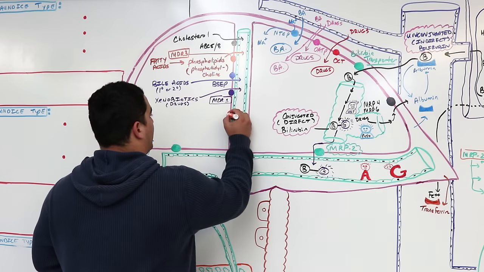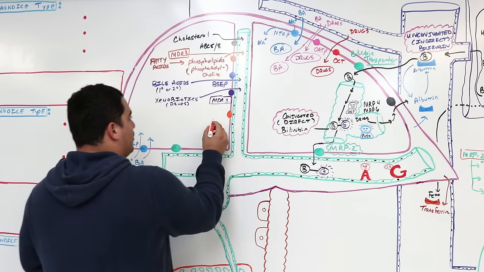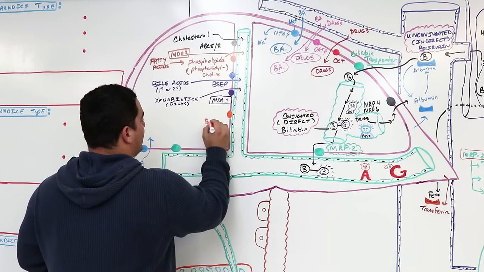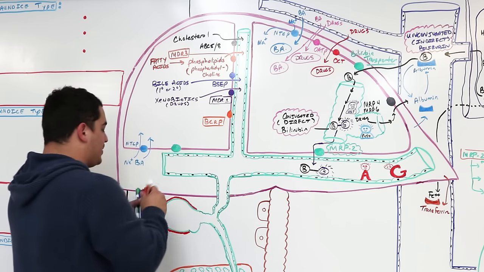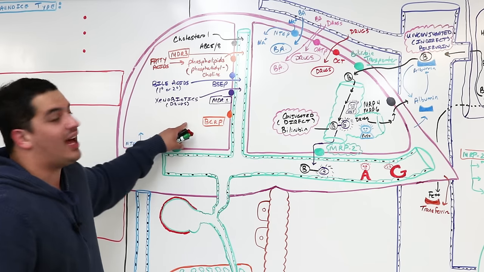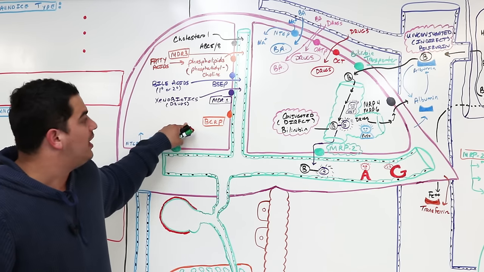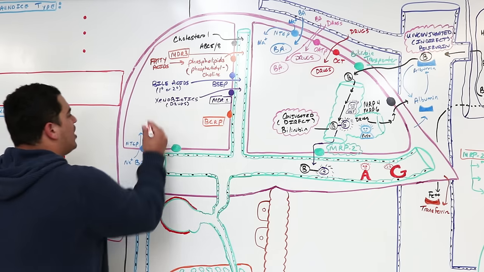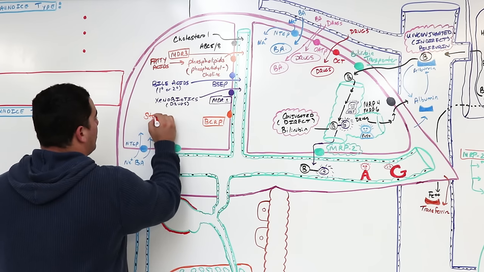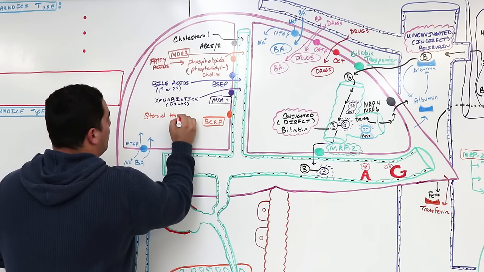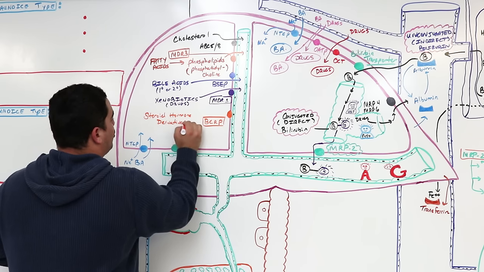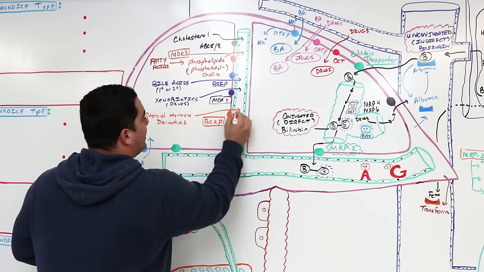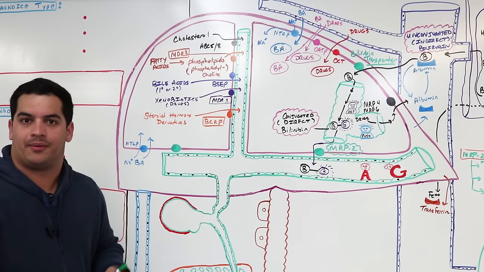And this guy's also really important. He's really interesting. He's called the breast cancer-resistant peptide. And the breast cancer-resistant peptide is responsible for secreting a lot of steroid hormone derivatives and pushing them out here. So tons of different types of steroid hormone derivatives, and even certain drugs as well. We can secrete these bad boys out into the canalicular system.